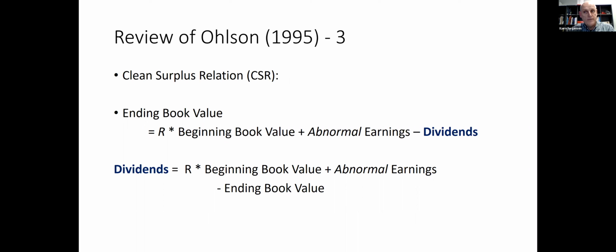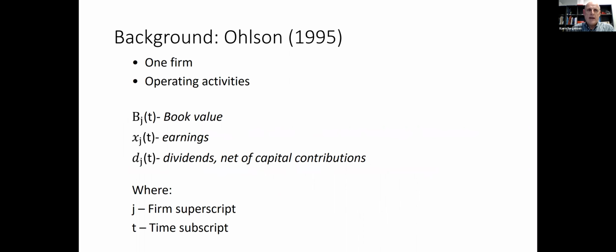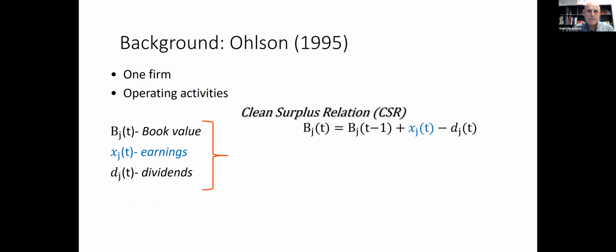And so in the Ohlson model, this of course is done in terms of notation. When you have one firm, you can think of this perhaps as operating activities, but let's label that one firm by J as a firm subscript, and let's label T as the time, say the year for each period. And then we have book value B with subscript J and time T, same for earnings and same for dividends. And what we mean by dividends in this literature is dividends net of capital contributions to the firm. And so the clean surplus relation, that assumption that we started with before, can therefore be written formally as the ending book value of period T, B subscript J,T, on the left-hand side, is beginning book value plus earnings less dividends.